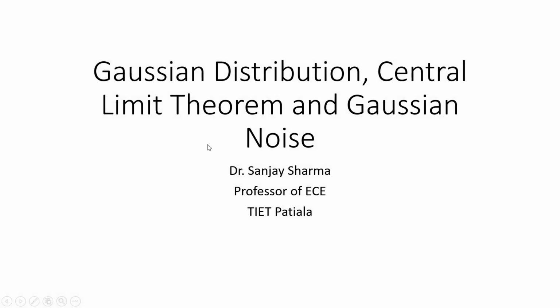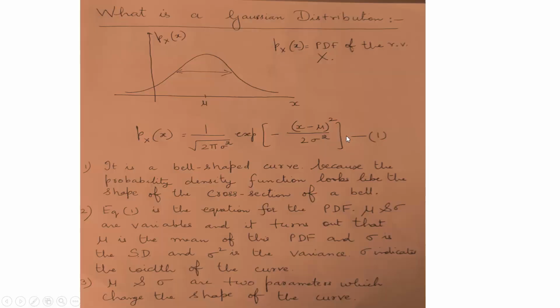Hello everyone. Today we will discuss some very basic concepts used in digital communication systems, and these are Gaussian distribution, central limit theorem, and Gaussian noise. Now I will start with what is a Gaussian distribution.